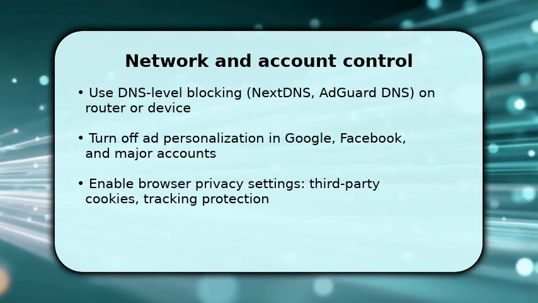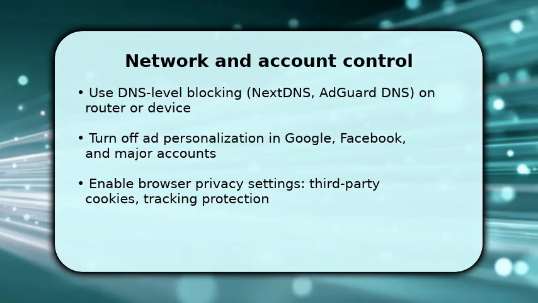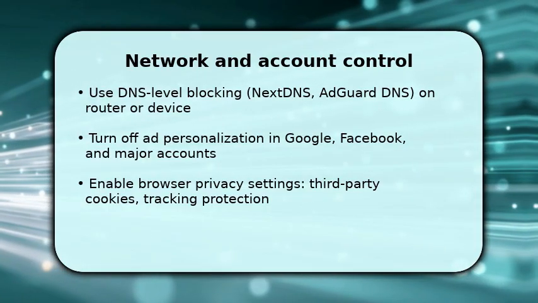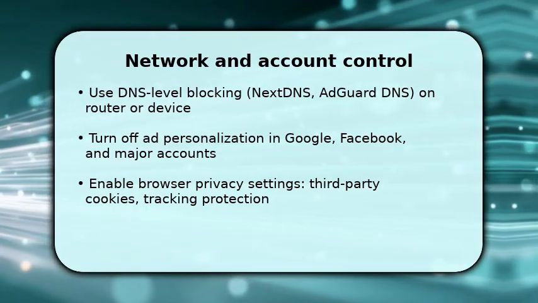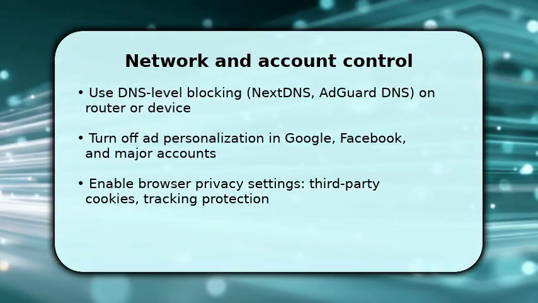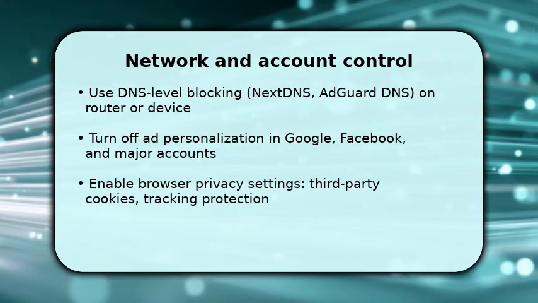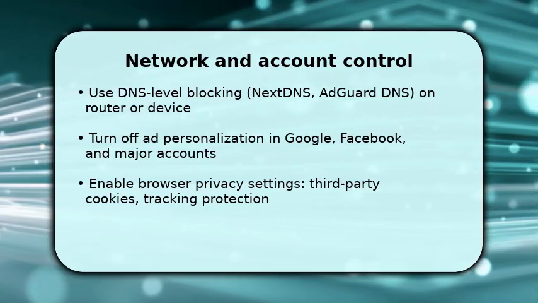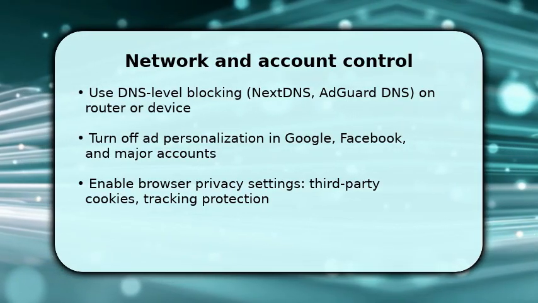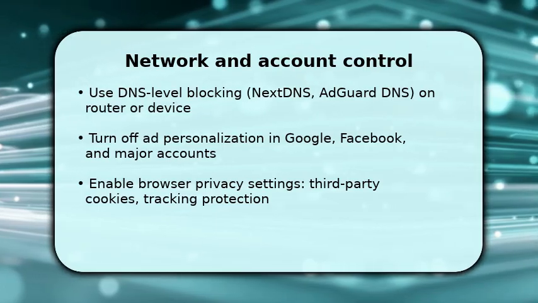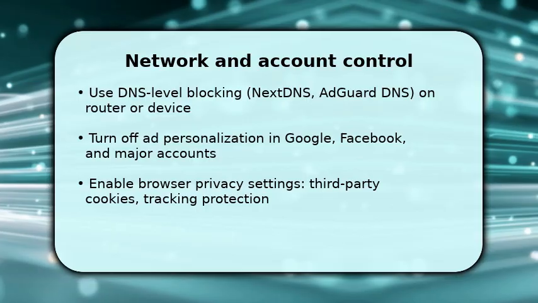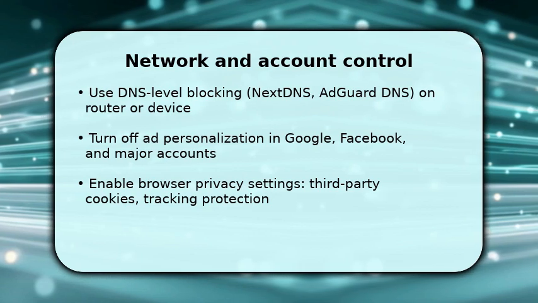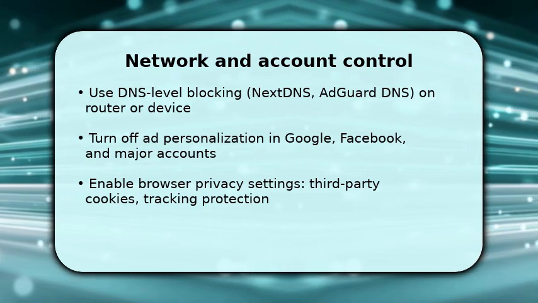Next, you block ads and trackers at the network and account level to stop cross-site and app ads. Configure DNS-level blocking on your router or device so every connected device benefits. This prevents many app and smart TV ads. Then go into Google, Facebook, and other accounts to disable ad personalization and remove ad interests. Also enable browser protections for third-party cookies and tracking prevention. This reduces retargeting. By combining DNS blocking with account controls, you cut off both delivery and profiling.